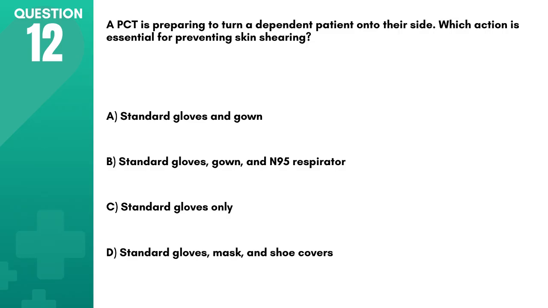Question 12. A PCT is preparing to turn a dependent patient onto their side. Which action is essential for preventing skin shearing? A. Applying lotion liberally to the skin before moving. B. Pulling the patient up in bed towards the head of the bed. C. Lifting the patient completely off the bed surface during the turn. D. Loosening the draw sheet under the patient before moving.